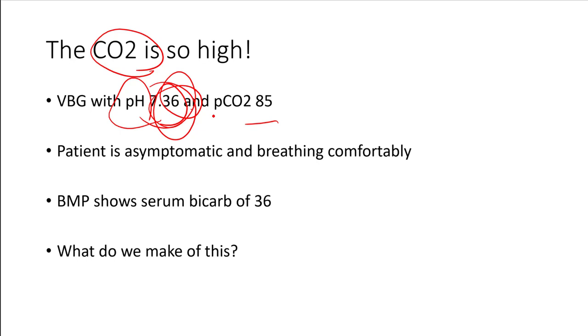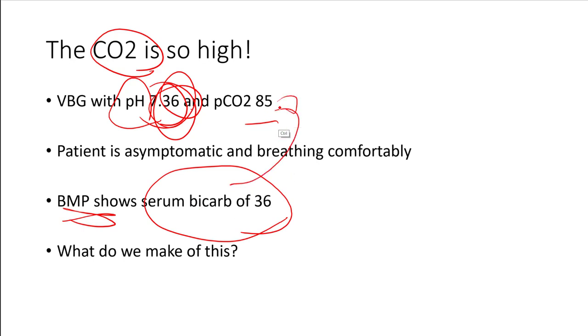If somebody has compensated respiratory acidosis, as in this case, the BMP and the labs would show you a bicarb of 36, normal is usually 24. So this person is running high, probably like this all the time. And maybe they're on nightly BiPAP to help keep this PCO2 kind of where it is to keep them compensated. But some patients don't even need that. Some patients compensate over time, their kidneys work, and they live like this.